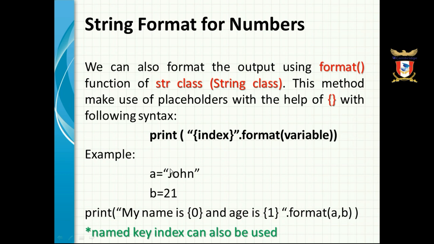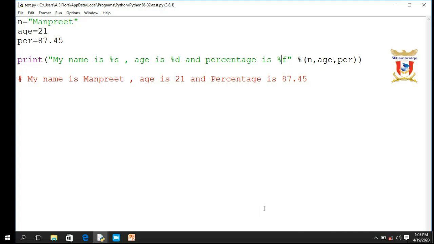By using this mechanism, you no need to take care of the data type, as we discussed with percentage format characters. That means if you want to use the integer data type, then you have to use percentage d or percentage s. In this mechanism, no need to take care of any data type. You just have to specify the index of the variable occurrences. Index of the first variable is 0, index of the second variable is 1. So let's get started with an example.